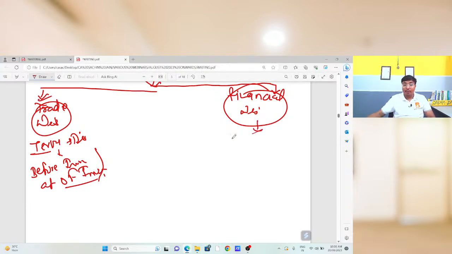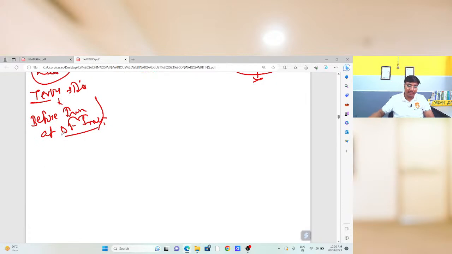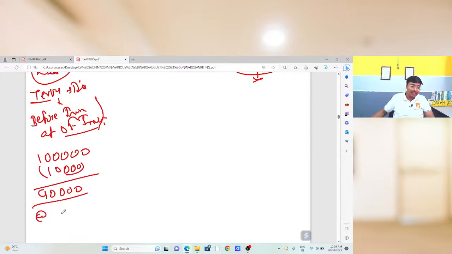But for financial discount, suppose after making the particular invoice, after 6 months, there is any discount, in that case that discount will be treated as a financial discount. In that case, you can reduce the value. Suppose in this specific case, a 10% discount is there, that is 10,000 rupees. So the value will be 90,000 rupees and GST will be charged on that 90,000 rupees.